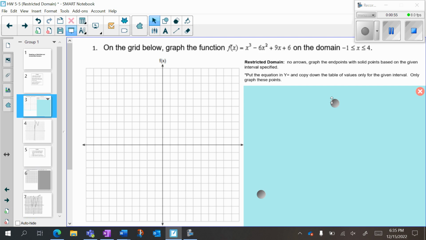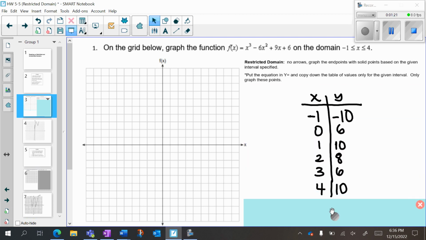Put the equation into y equals and copy down the table of values only for the given interval. Only graph these specific points. So right now, everyone should be putting f of x equals x cubed minus 6x squared plus 9x plus 6 on their calculator in y equals, and then going to the table of values. Pause the video now to do this. I did this and then wrote down the table of values. Now I need to graph them.